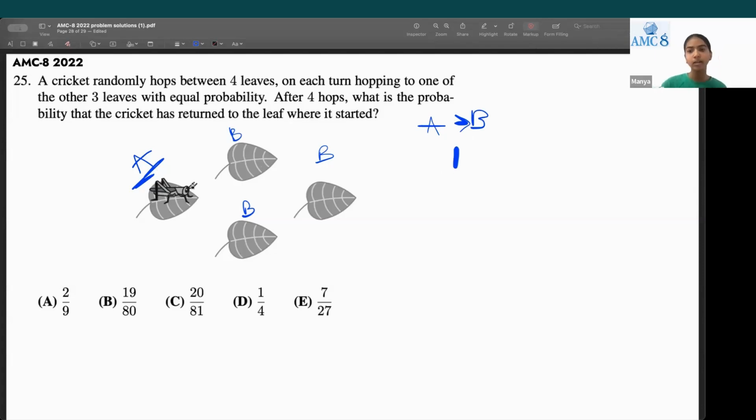Because it can't just hop in its own leaf and land in the same place. It has to keep moving. So A to B is one probability, so it has to go. So it's a 1/1 probability.